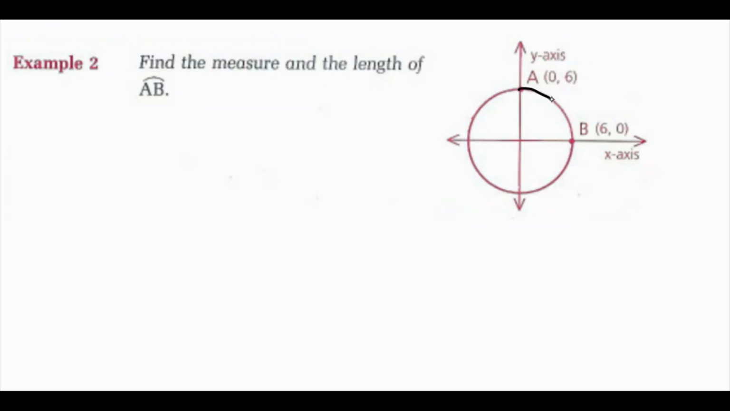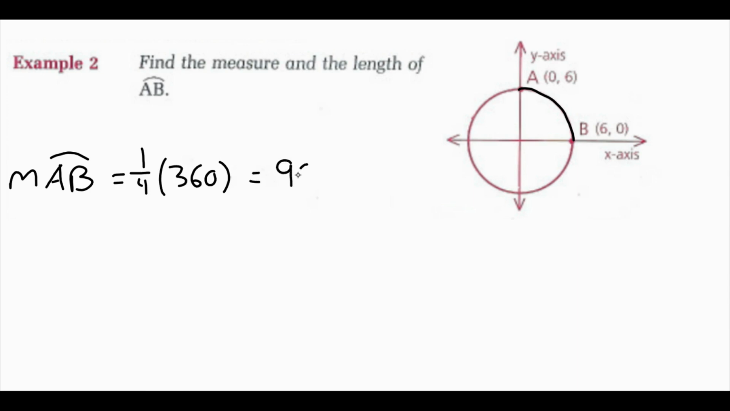So arc AB is this portion of the circle here. Now, if I want to find the measure, that's the number of degrees that this arc encompasses of the entire circle. The entire circle is 360 degrees, so I want to figure out how much this arc is of the entire circle. Now, I can clearly see that points A and B lie on the Y and X axes. So this whole arc encompasses the first quadrant, making it 1/4 of the entire circle. So if it's 1/4 of 360 degrees, then this arc measure is 90 degrees.